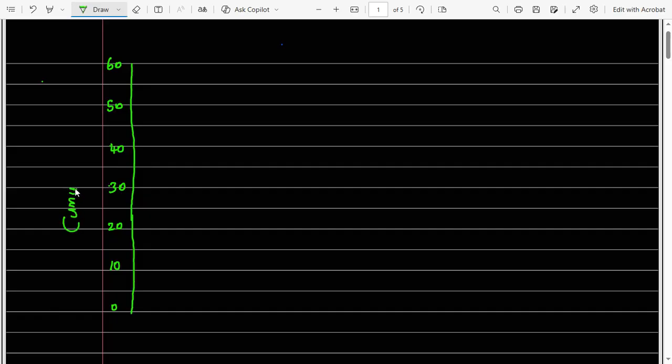So this is the cumulative frequency. So this tells you that we need to go back on whatever we were doing to find our cumulative frequency. We need to go back and find the cumulative frequency.